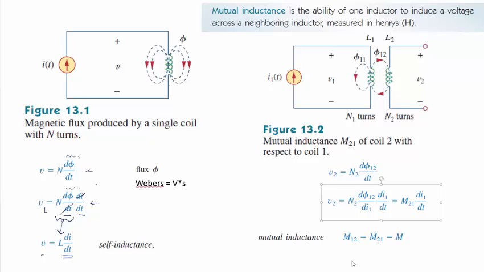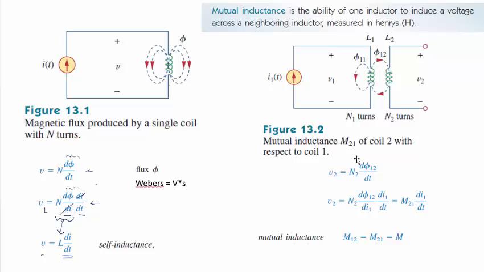And it works vice versa too. If I have a current on the secondary side, it'll make a magnetic field which will induce a voltage back onto the primary side. And it's symmetric, so M12, the mutual inductance of coil 1 to coil 2, is the same as the mutual inductance of coil 2 to coil 1, hence the word mutual inductance.